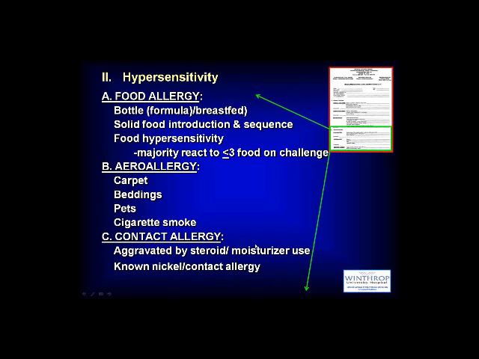Realize that atopic dermatitis patients are at high risk. First is they have a defective barrier function to start with, and the second is that they are exposed to so many medications, more than the normal population, medications, moisturizers, and therefore they have a higher chance of developing contact dermatitis on top of their atopic dermatitis.